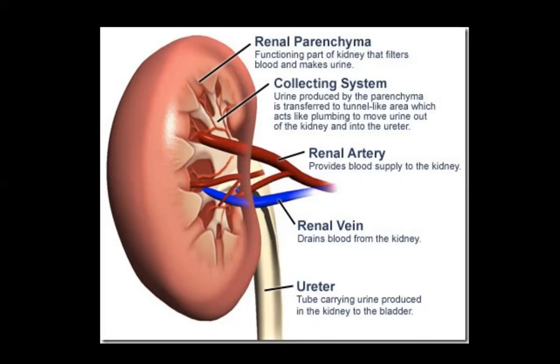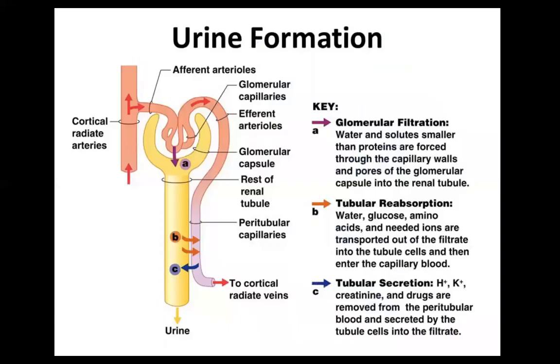Now, associated with this system would be the renal artery that supplies blood to the kidney, and is also the one that supplies blood that the kidney will filter. The renal vein, on the other hand, drains blood from the kidney, and the blood that passes through here, although it is deoxygenated, has also been partially purified by the kidney itself. The ureter is a tube that carries urine produced in the kidney to the bladder.